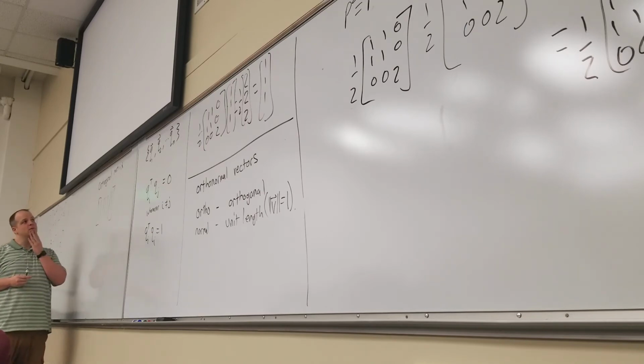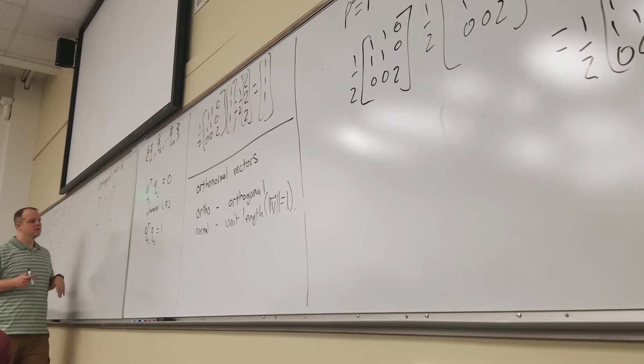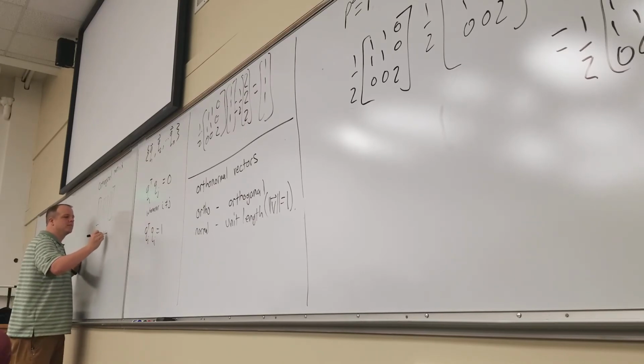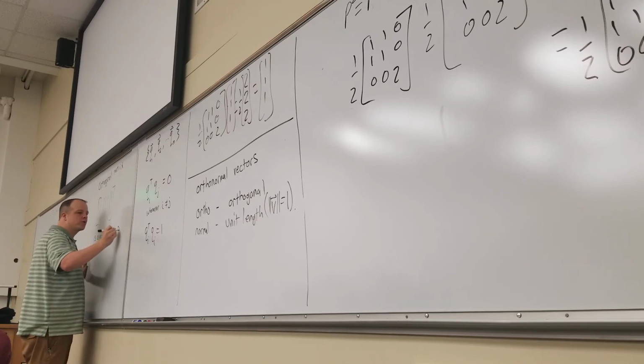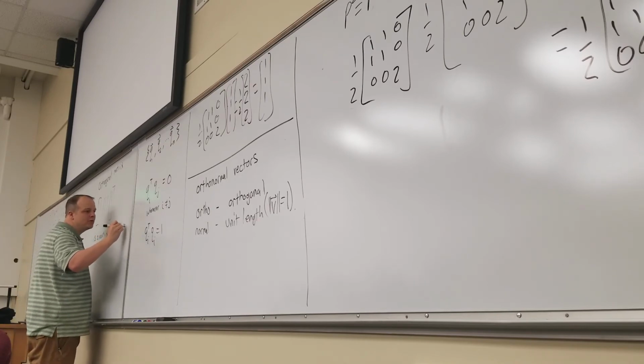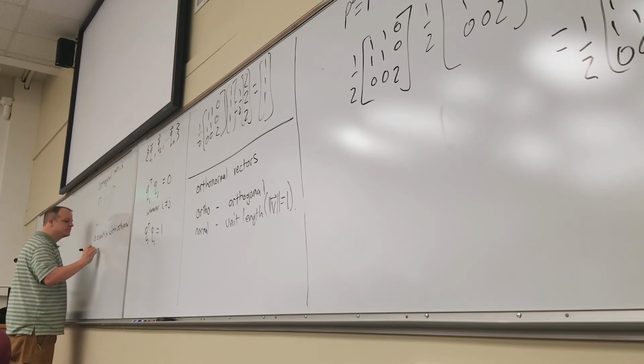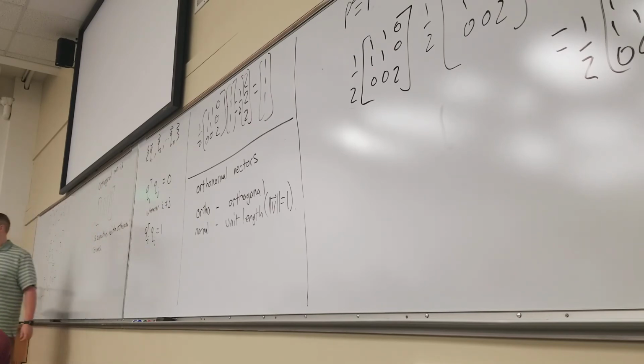Okay, so an orthogonal matrix is a matrix with orthonormal columns. In other words, if I took my Q1 to Qn and slapped them in as columns of a matrix, that would be an orthogonal matrix, because the columns are orthonormal.